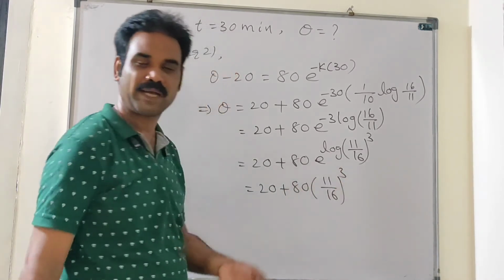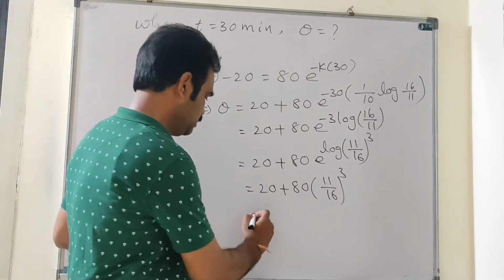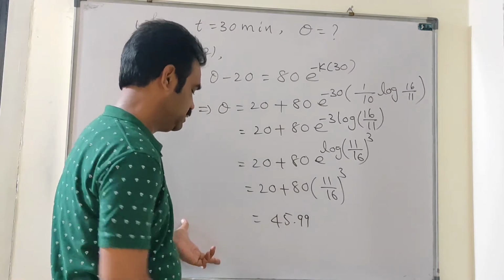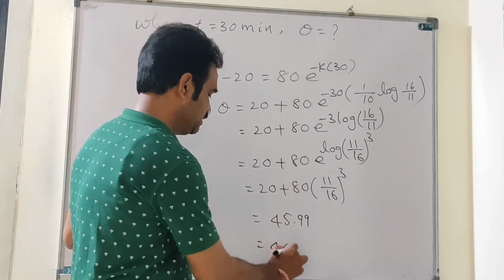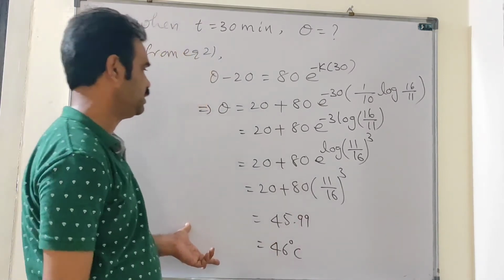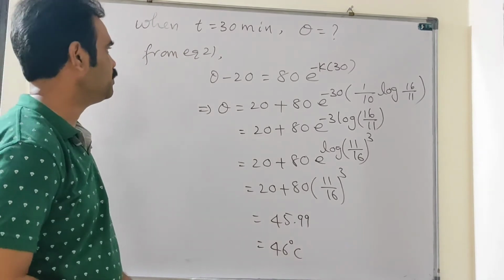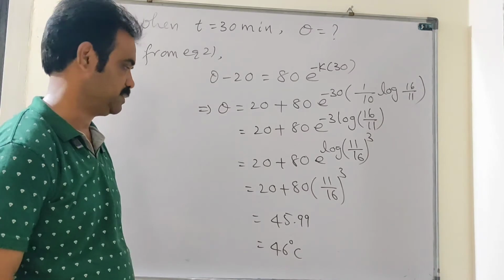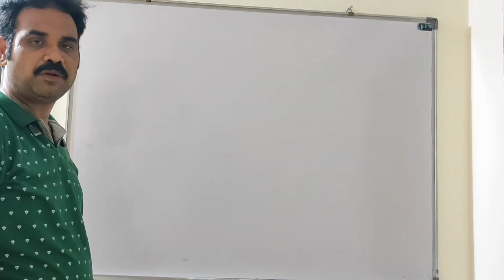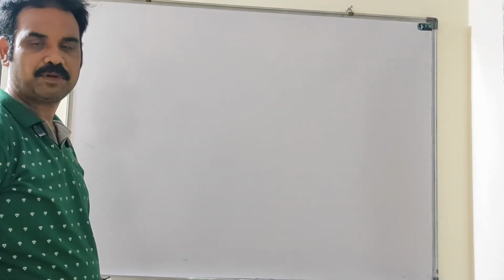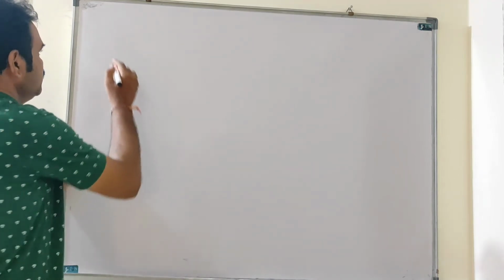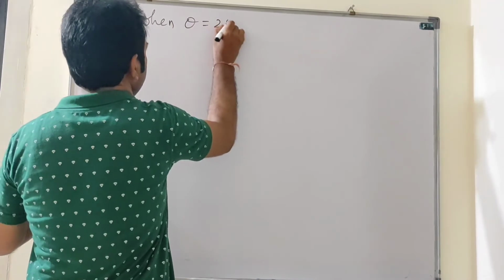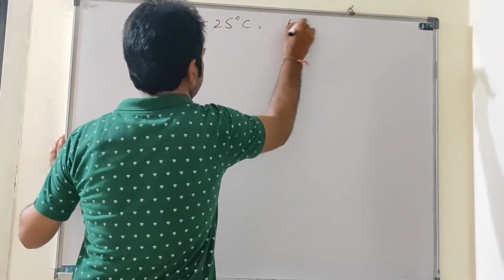You know that e power log x is x. So this is equal to 45.99, that is approximately 46 degrees Celsius. Therefore, after half an hour the temperature of the body is 46 degrees Celsius. Next we have to find the time when the temperature will be 25 degrees Celsius. When theta is 25 degrees Celsius, we have to find the time.